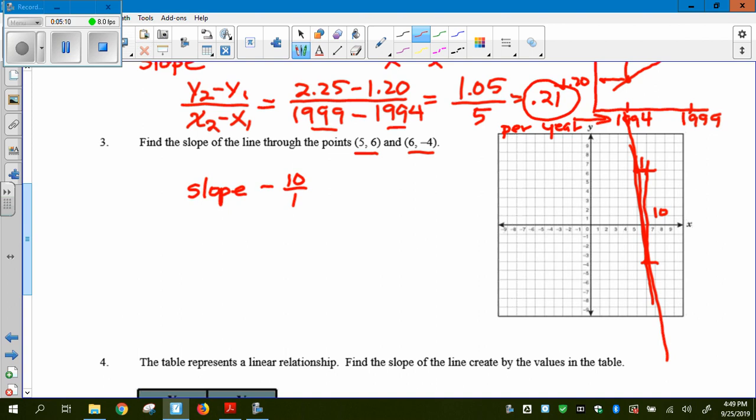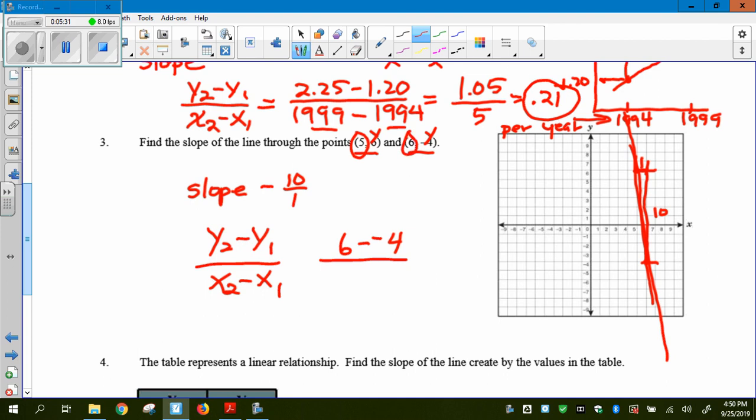The other way I can do it, and it wouldn't hurt just to check, is I'm going to use the formula y2 minus y1 over x2 minus x1. Okay, so here's my y's, my 6 and negative 4, so I'm going to do 6 minus negative 4, and then my x's are the 5 and the 6, so I'm going to do 5 minus 6.